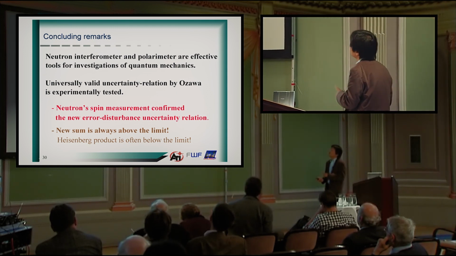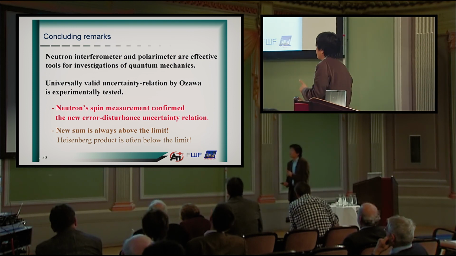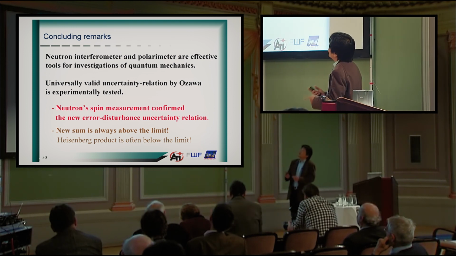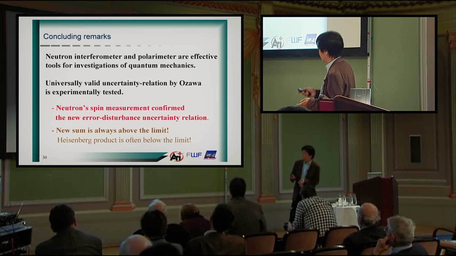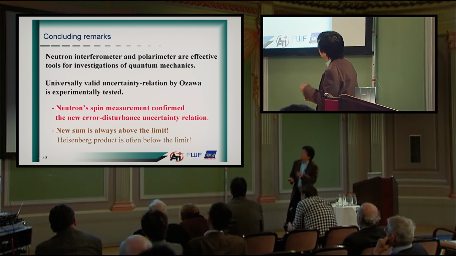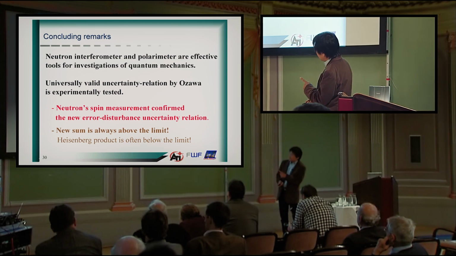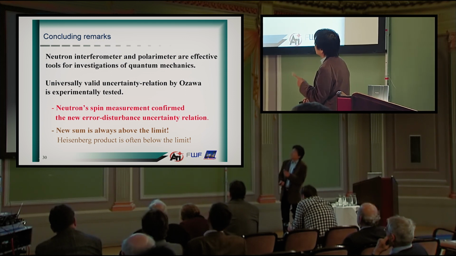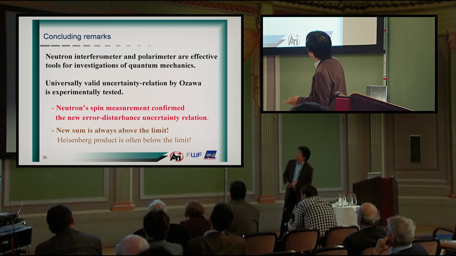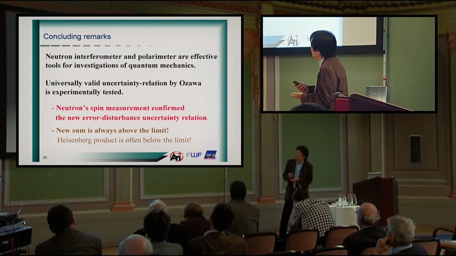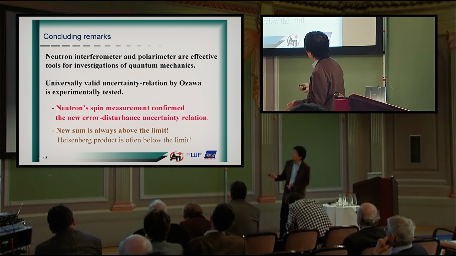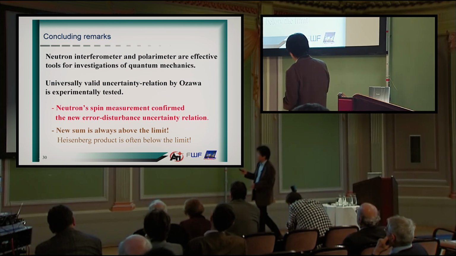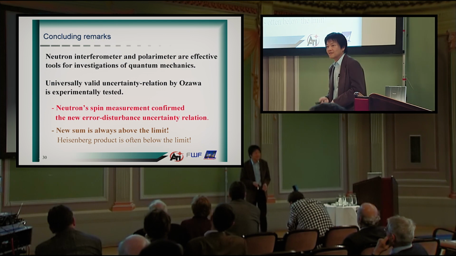Neutron interferometer experiments, namely the interferometer and the neutron interferometer polarimeter, are very powerful tools for the investigation of quantum mechanical phenomena. In this case, the universally valid uncertainty relation by Ozawa is experimentally tested. Neutron spin measurement confirmed the new error-disturbance uncertainty relation. The new sum is always above the limit, and Heisenberg's product is often below the limit.